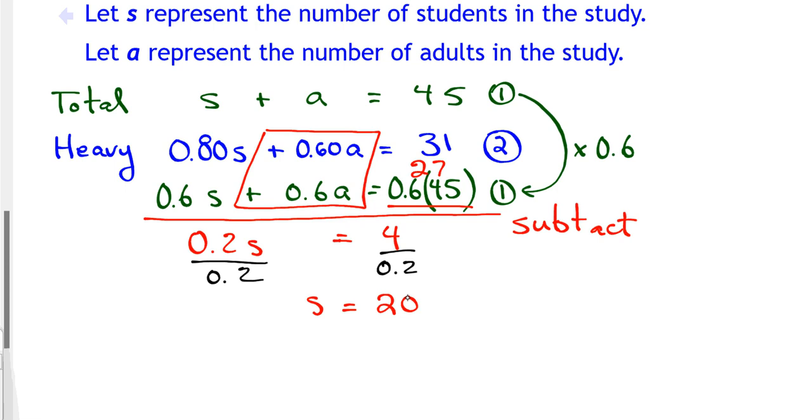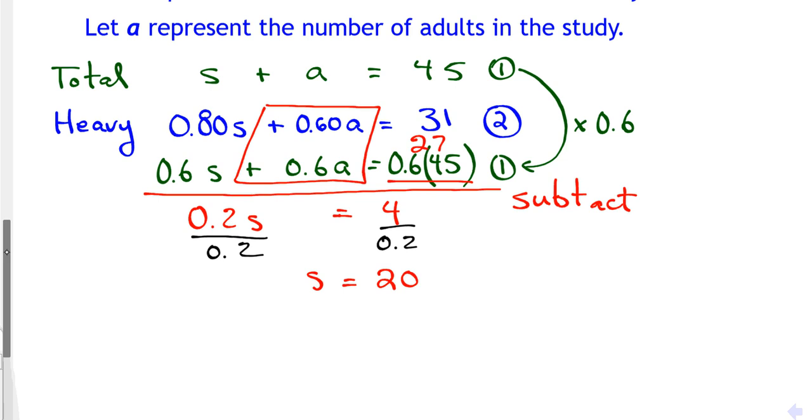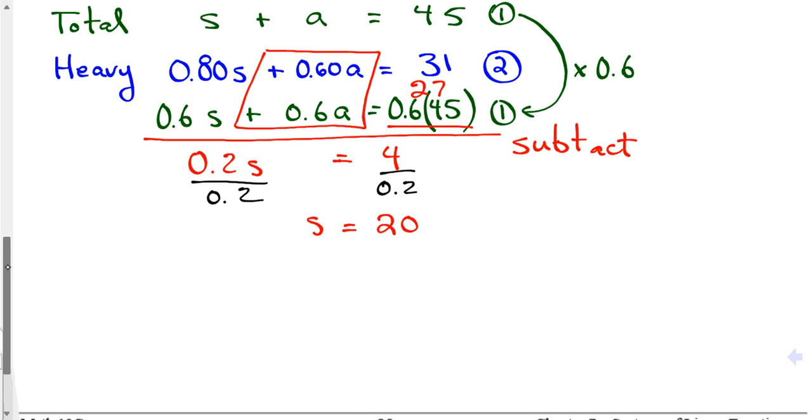Now this is all we're asked to find in the question. So if we're writing a test and we're in a hurry, we could stop here. But it would be wise for us to solve for the A value, verify, just to make sure we haven't made any mistakes. So I'm going to do that, and then we'll write down the sentence answer.